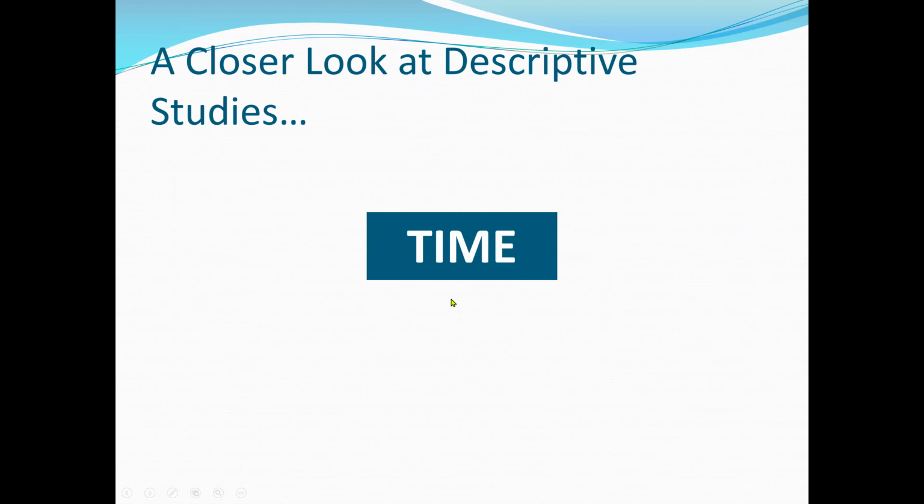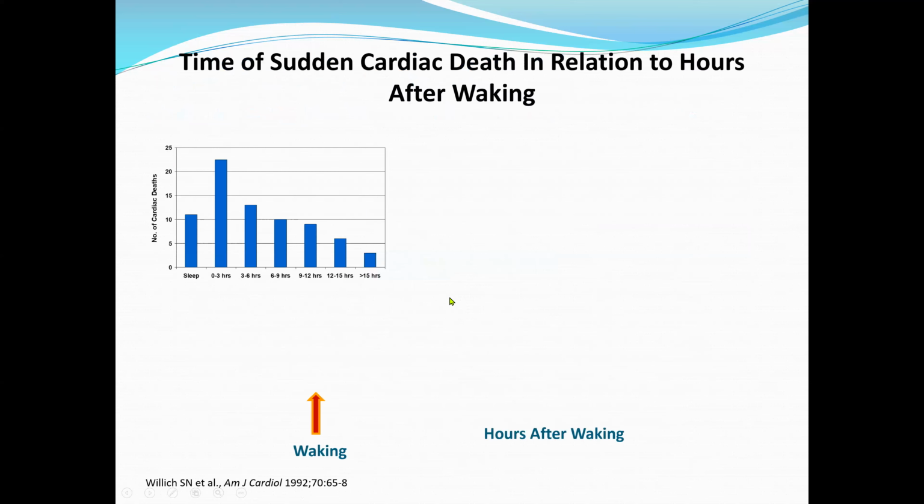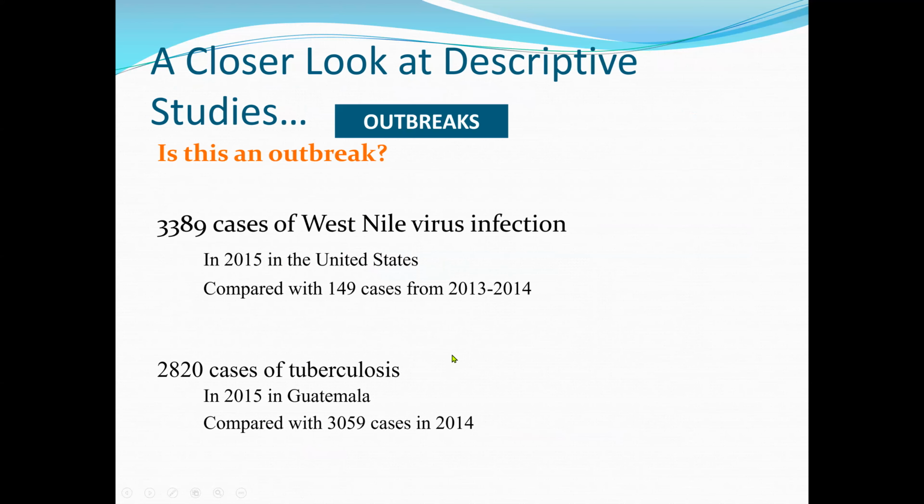We can also have the time when it occurs. So here we have some sleeping time, 0 to 3 hours, 3 to 4 hours, etc. Now we also have outbreaks. Is this an outbreak? As we said earlier, an outbreak is when the prevalence, or the percentage of people having the problem, is above the normal percentage.